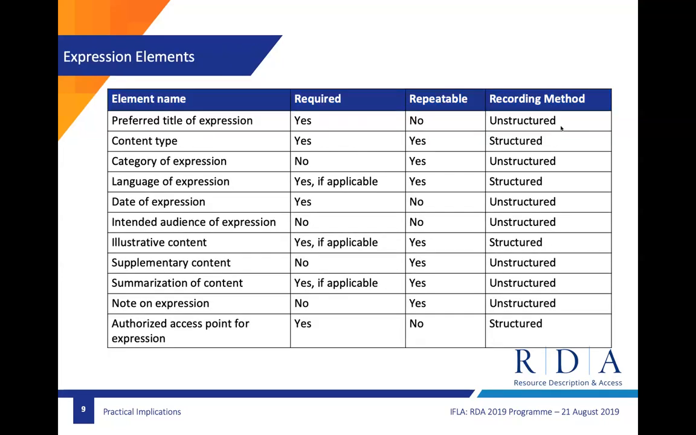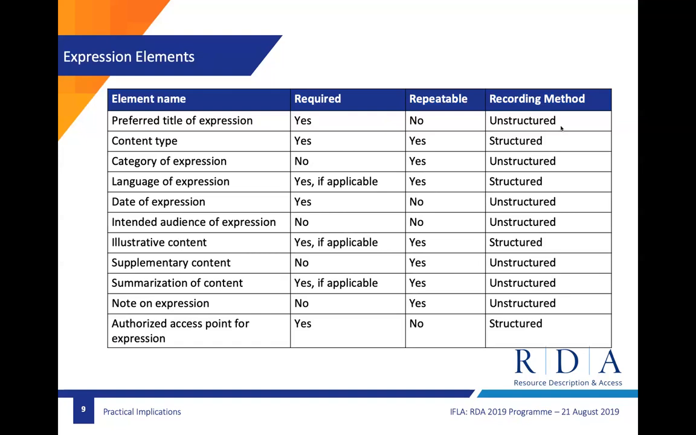Moving on to expression elements, some of these are new in the beta RDA, such as preferred title of expression and authorized access point for expression. I'm having to make up a few things about what these are supposed to look like because I don't have an existing policy to follow.